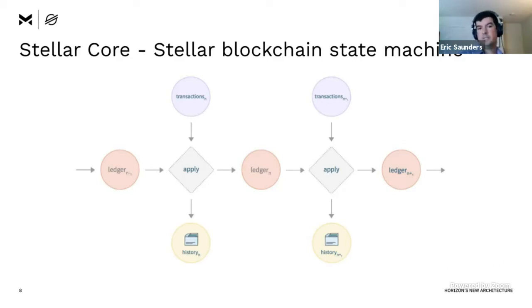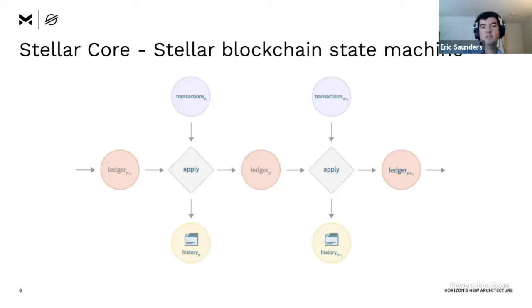And what Stellar Core does is it just does that over and over. It turns a handle and it does it over and over again every few seconds. Ledger comes in, transactions are applied, new ledger comes out. And as we do that application, as we produce the new ledger, a record of that is sent to the history archives and stored for posterity.